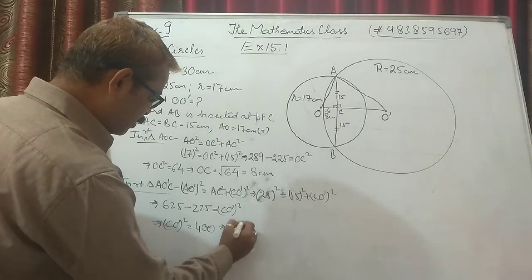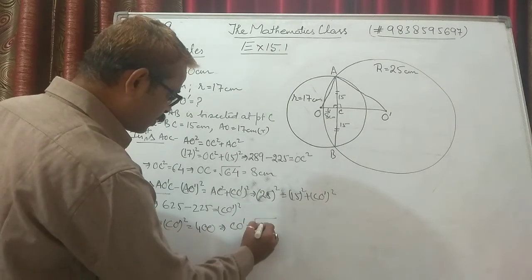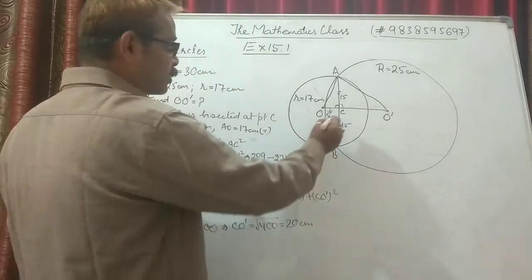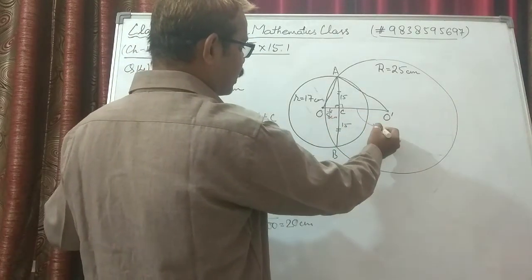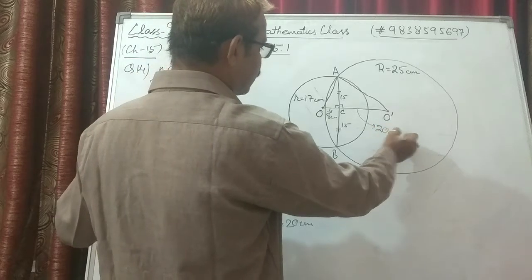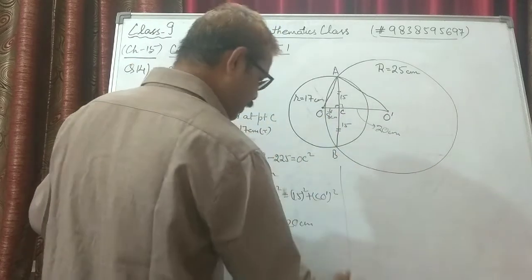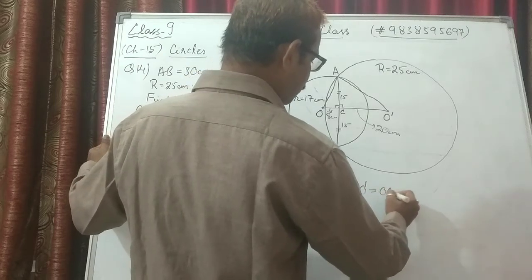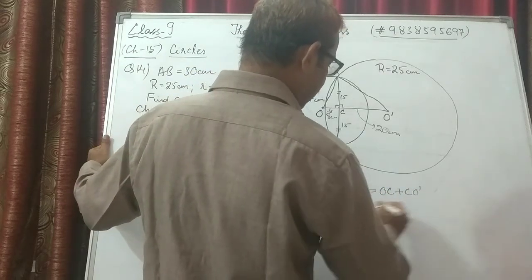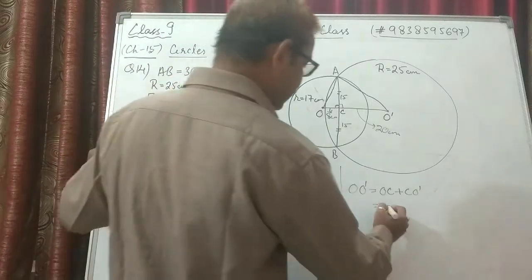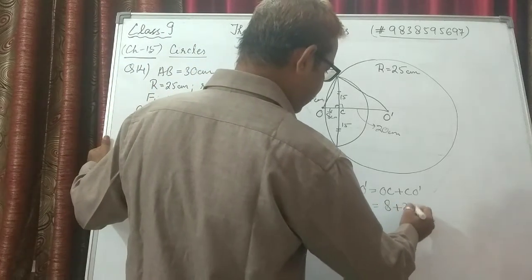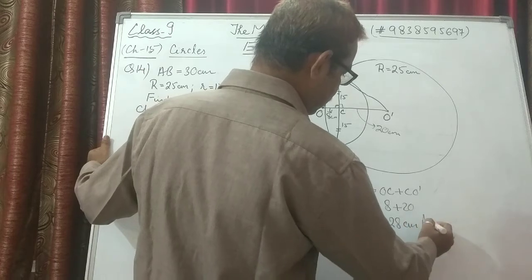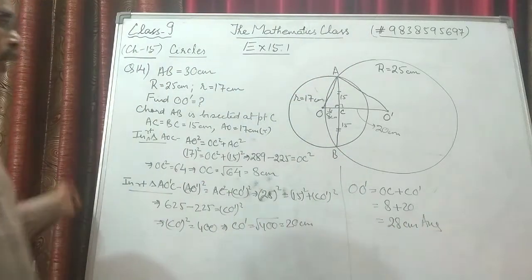It means that CO' is equal to the square root of 400, and that is 20 centimeters. So this length we got as 20 centimeters. So total OO', what we were supposed to find out, the value of OO'. OO' can be written as OC plus CO', and OC is 8 centimeters and CO' is 20 centimeters. So in total it comes out to be 28 centimeters. That is the final value.